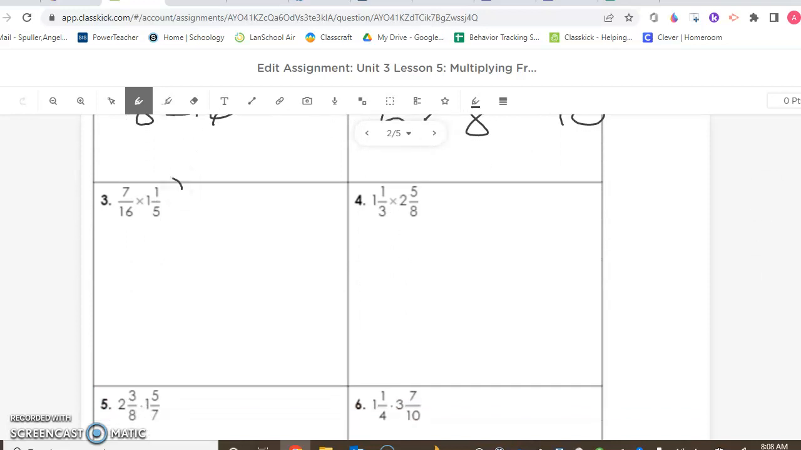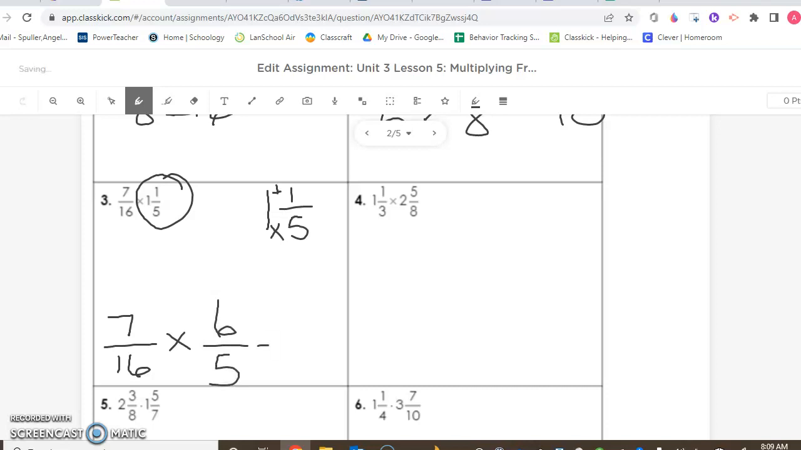All right, so what it means is when we have a mixed number, we first have to make it into an improper fraction. I'm going to say 7/16 because that's fine the way it is. But I'm going to take 1 and 1/5, and I'm going to make it 5 times 1 is 5 plus 1 is 6 over 5. Now I'm ready to multiply across. 7 times 6 is 42, and 16 times 5, let's see what that is. That's 30, carry the 3, so that would be 80, over 80.